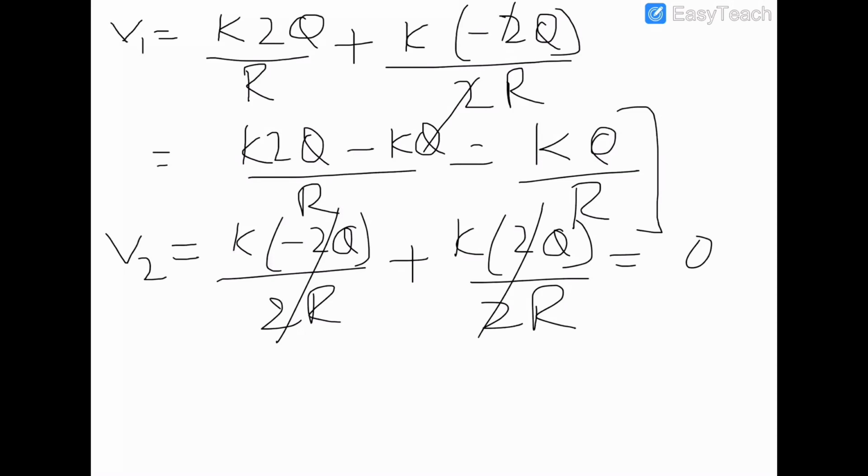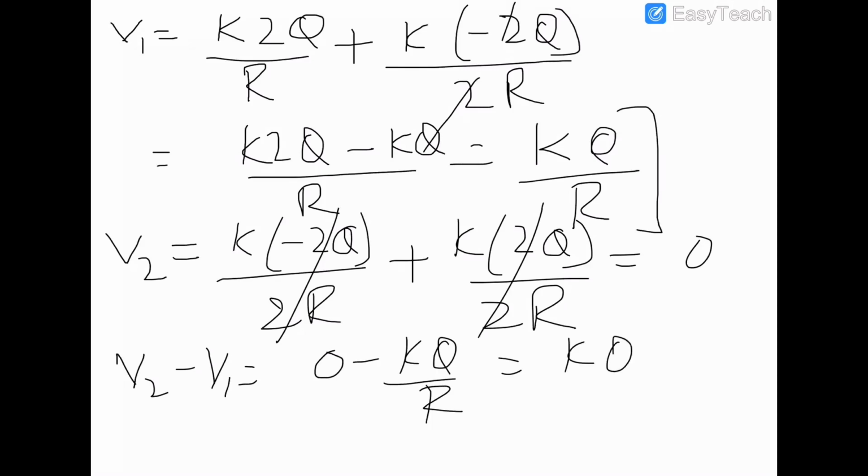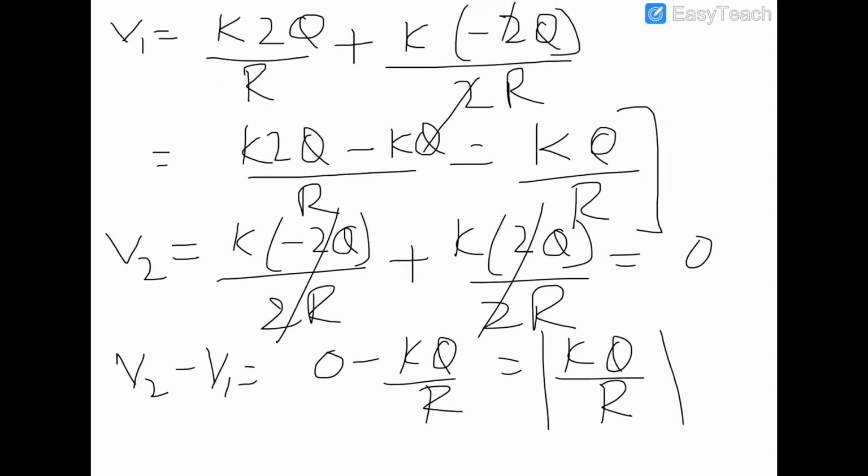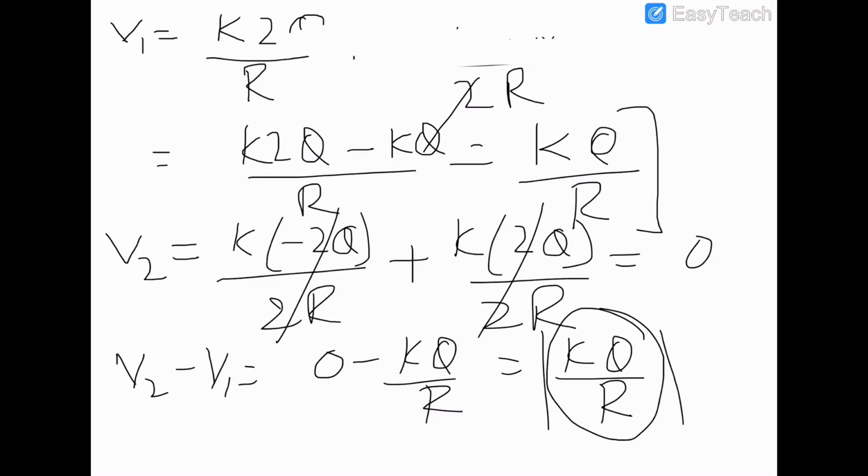So what is the potential difference? We can write the same, final minus initial. If you do final minus initial, you will get 0 minus kq by r. So that is basically kq by r. Even if you are taking the negative, that is okay, the negative and negative will get cancelled out. Earlier the potential difference was equal to kq by 2r. Now the potential difference is kq by r. So what is the change? Earlier it was, I will be writing it over here.